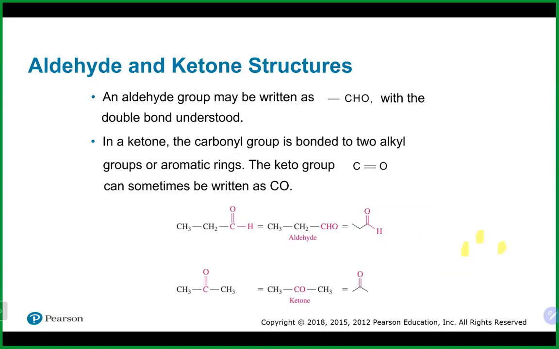So our aldehydes can be written a couple of different ways. You might see it in condensed formula written like that, CHO, and that implies you have basically this group. Sometimes CO is written, which implies it is the carbon-oxygen double bond that is there.